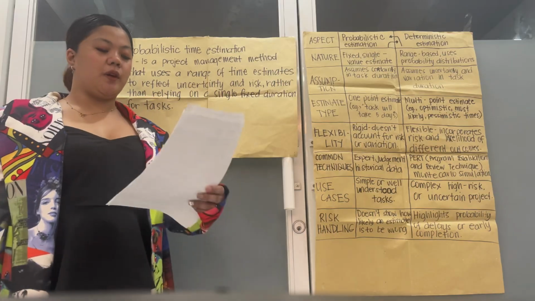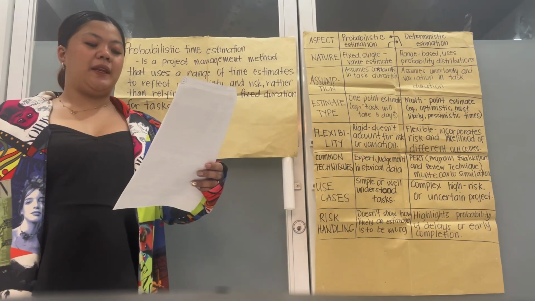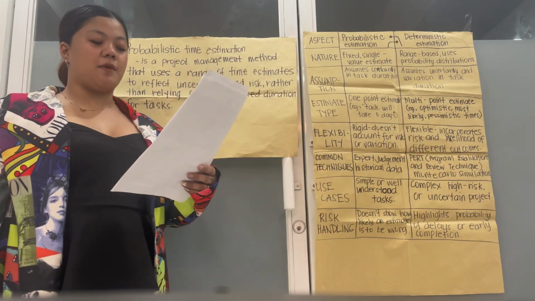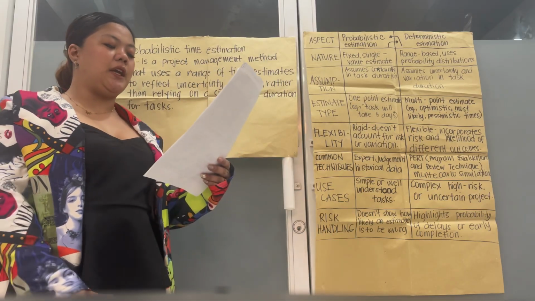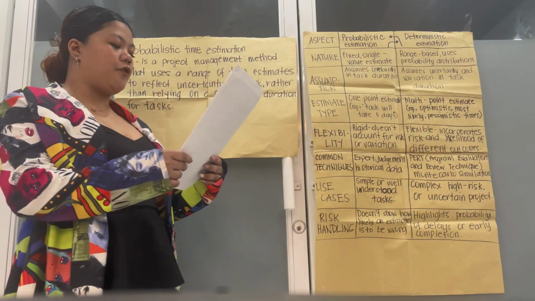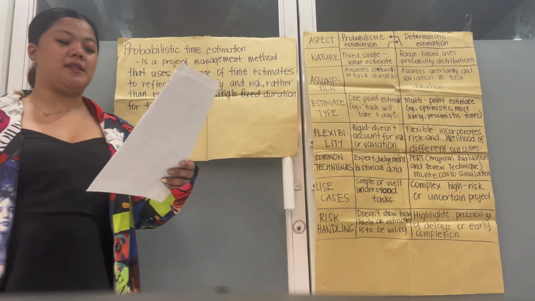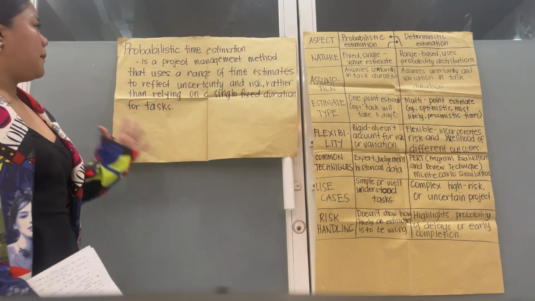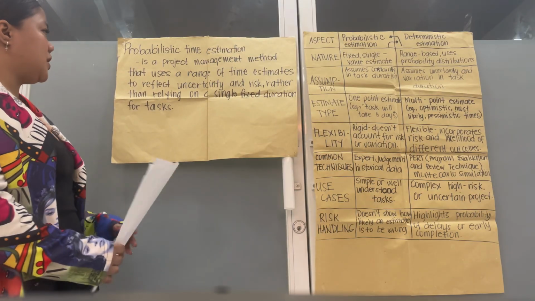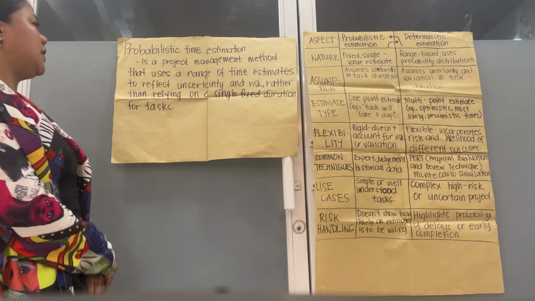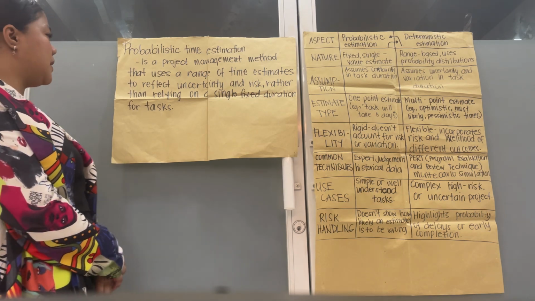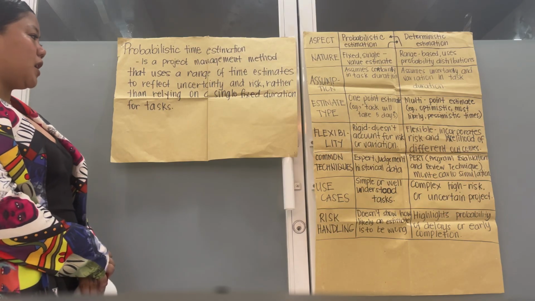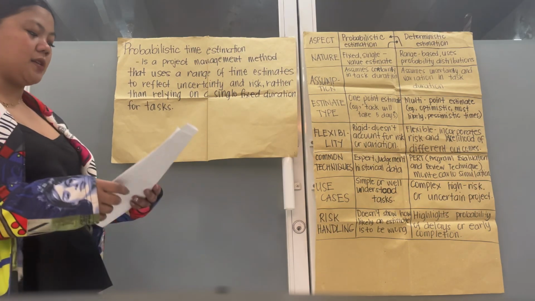So today we're going to talk about probabilistic time estimation, a powerful technique used in project management to handle uncertainty in task duration. First, let us know what is probabilistic time estimation. Probabilistic time estimation is a project management method that uses a range of time estimates to reflect uncertainty and risk rather than relying on a single fixed duration for a task.